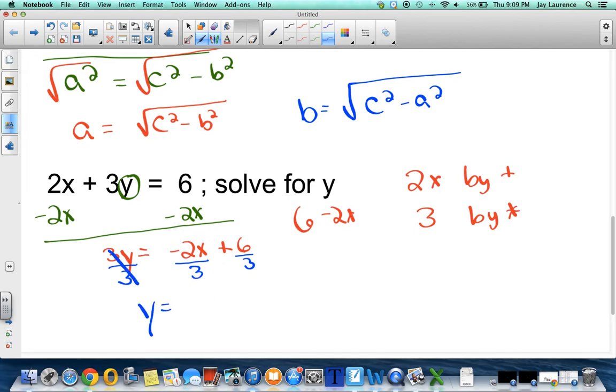Nothing's going to simplify there. I'm going to write a minus 2/3 x. And 6 divided by 3 is 2. And there you go. Y is alone.